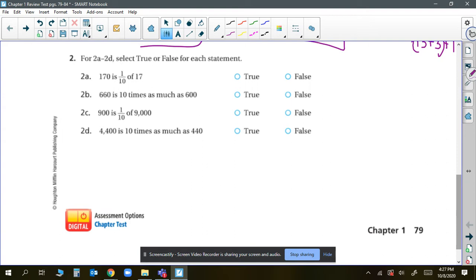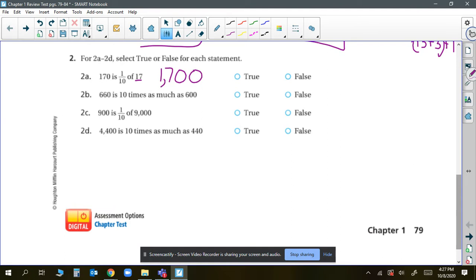So the first one is saying 170 is 1/10 of 17. And remember, if it's 1/10 of, what you can say to yourself is 170 is less than, because you can think a fraction is less than, because a lot of kids were mixing these guys up. So 170 has got to be less than this number. So that means it's not going to be 17. We're actually going to have to add a 0.